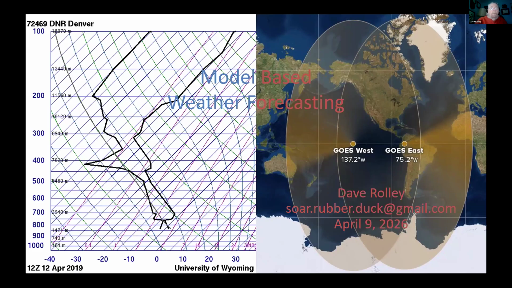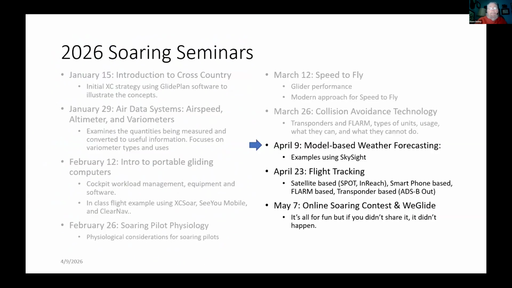So as we kick this off, here's our schedule. Tonight we've got model-based weather forecasting. In 2 weeks, we'll talk about flight tracking. And then we'll finish up the first part of May with a discussion about online contests and WeGlide and those kinds of things.